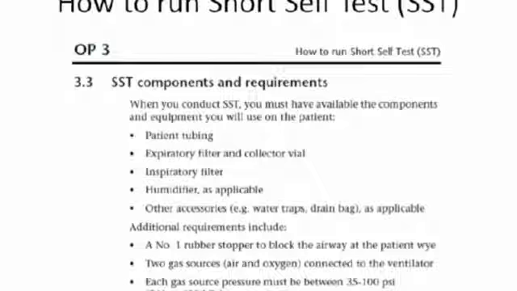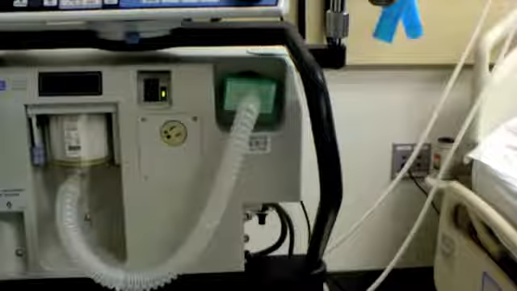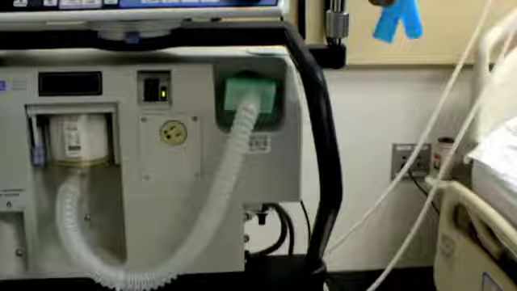Additional requirements include a number one rubber stopper to block the airway of the patient Y, and two gas sources, air and oxygen, connected to the ventilator. Each gas source pressure must be between 35 and 100 psi. During this tutorial, we will not be utilizing a patient Y. The patient circuit will be connected as displayed.